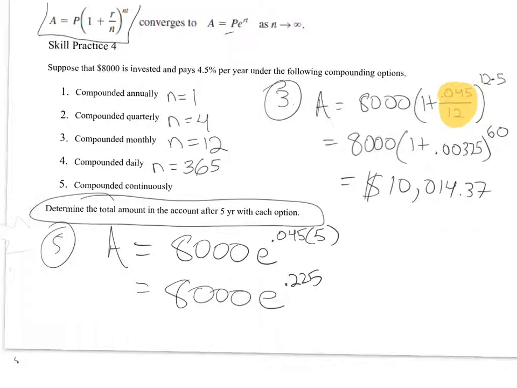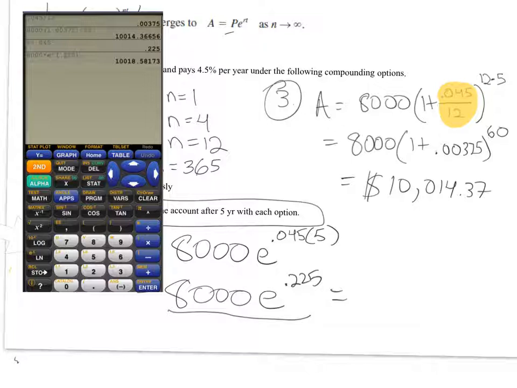Good. So there is our product when we multiply that. All right, so let's go ahead and finish this off. Let's polish this off. Go ahead and plug this whole thing into your calculator. All right, so I'll do it with you. And it looks like we are getting 10,018 and 58 cents.